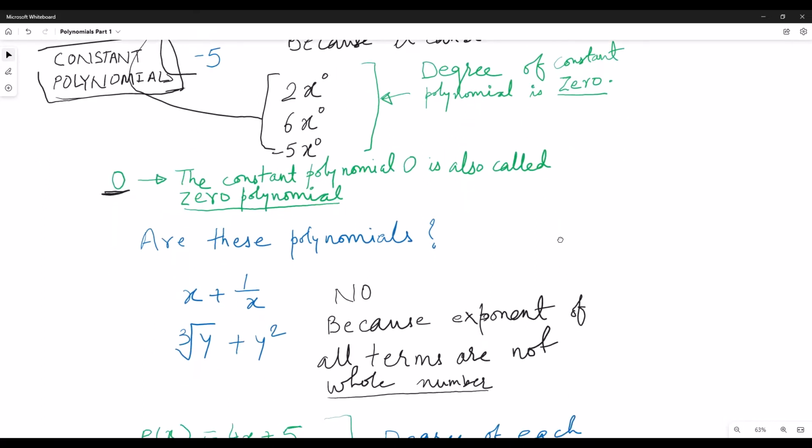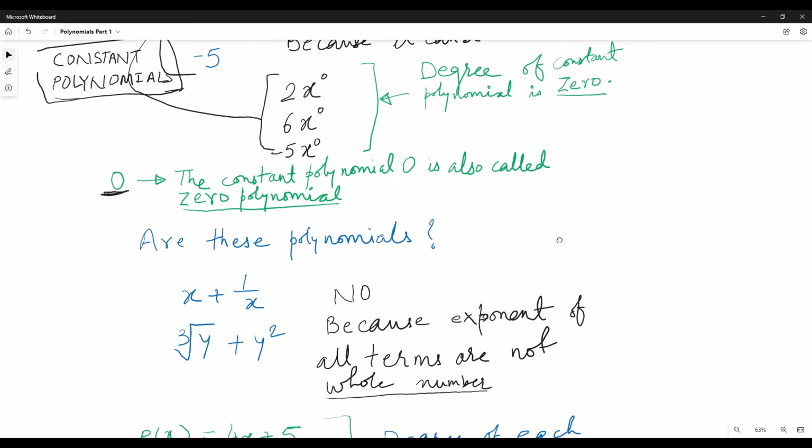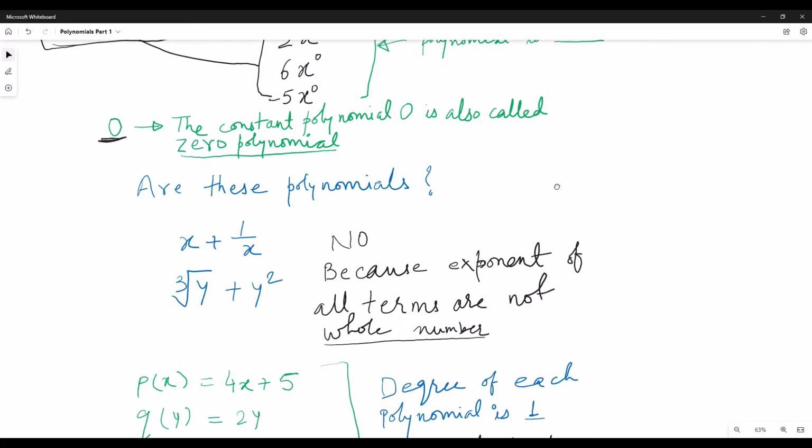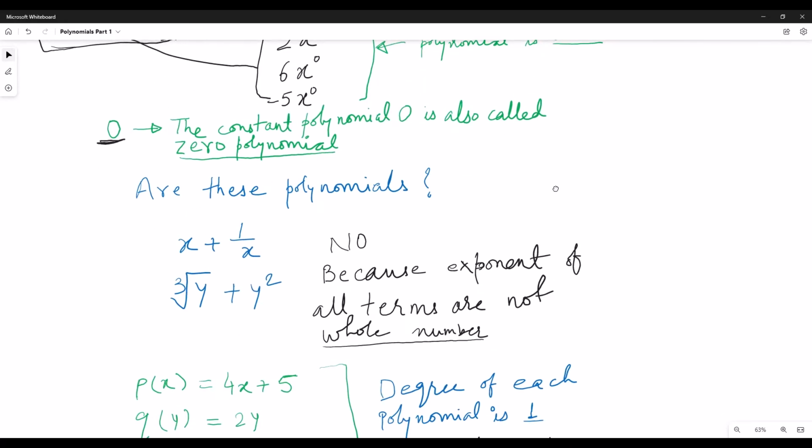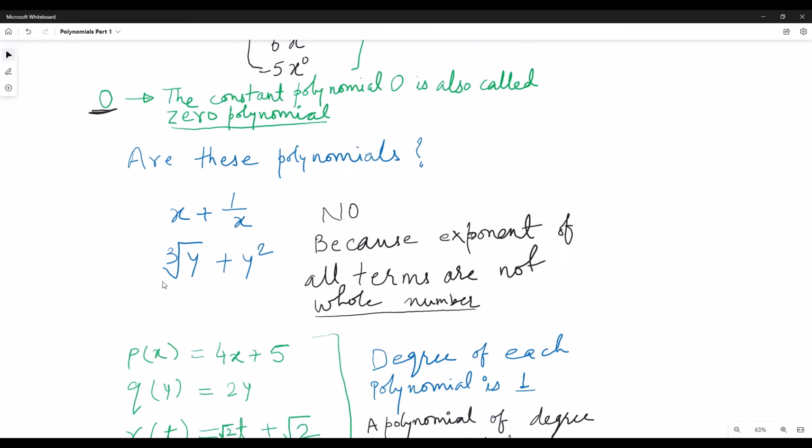Are these polynomials: x plus 1 by x? No, because the power of x is minus 1. Cube root of y plus y square. This is also not a polynomial. This is an algebraic expression, but it is not a polynomial. So the power of y is 1 by 3. That is not a whole number. So if the exponent is not a whole number, those expressions are not polynomials.